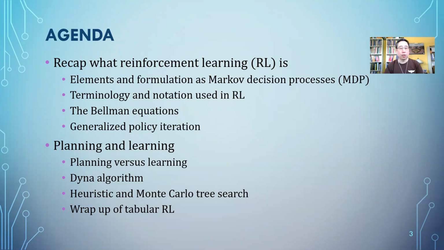All right, so we're going to do a quick recap on the basics in terms of how we're formulating our RL problems, and then specifically get into planning, how that's distinct from learning in the RL lingo. And we'll talk about this general Dyna architecture, talk about heuristic and Monte Carlo tree search, and then a little bit of time at the end just to wrap up and connect all the different ideas that we've talked about so far.